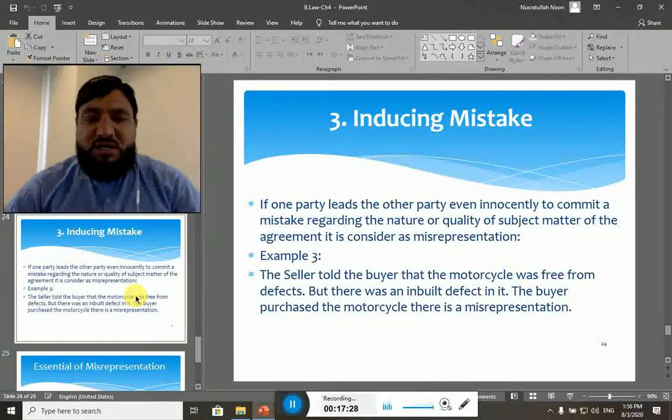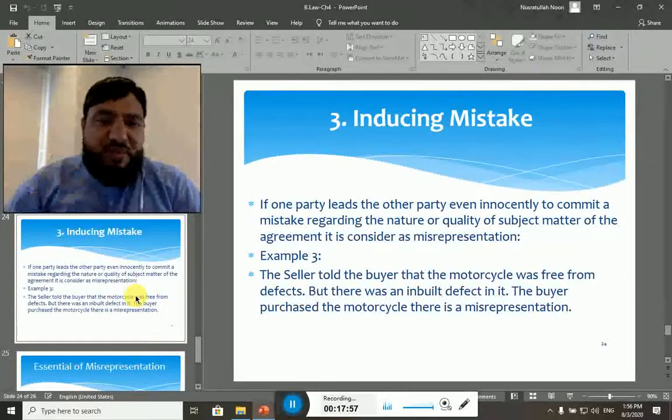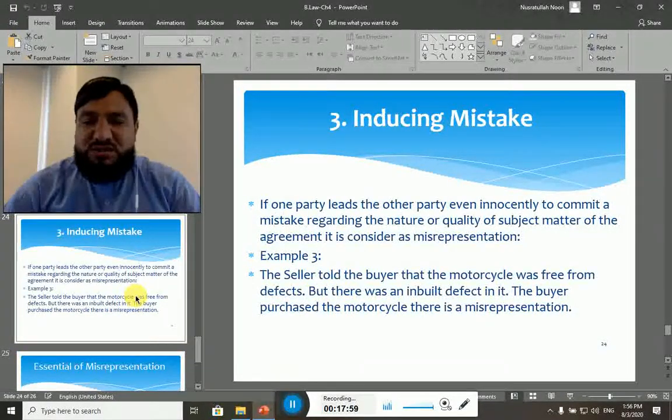Inducing mistake. If one of the parties leads the other party, even innocently, to commit a mistake regarding the nature or quality of the subject matter of the agreement, it is considered a misrepresentation. If you make a mistake, whether deliberate or undeliberate, but due to this mistake the other party has come into an agreement with you and you have taken his consent, such consent is not free, because it was taken by inducing mistake. That mistake could be deliberate or undeliberate, right?